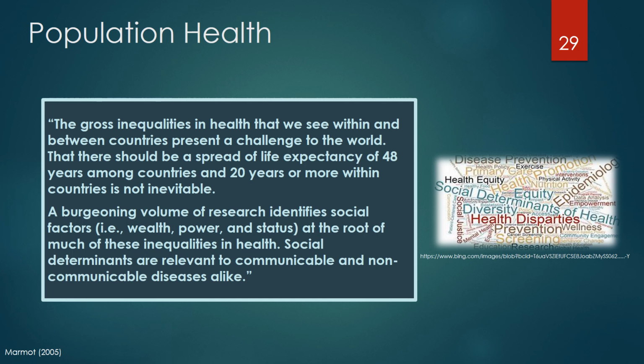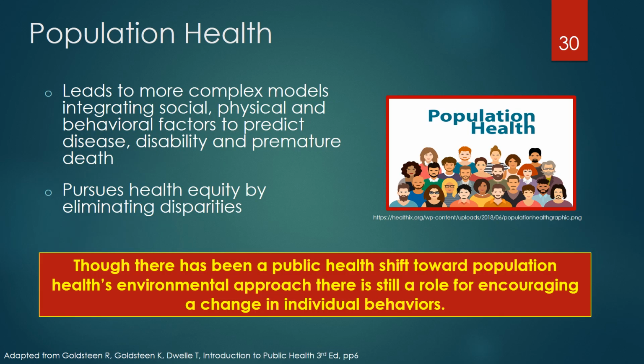A burgeoning volume of research identifies social factors, wealth, power, and status at the root of much of these inequalities in health. Social determinants are relevant to communicable and non-communicable diseases alike. The population health approach is leading to more complex public health models that integrate social, physical, environmental, and behavioral factors to predict disease, disability, and premature death.